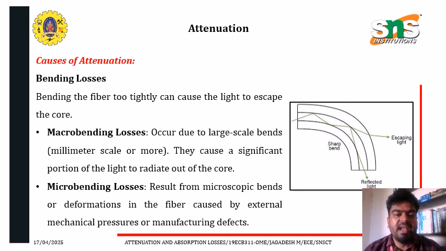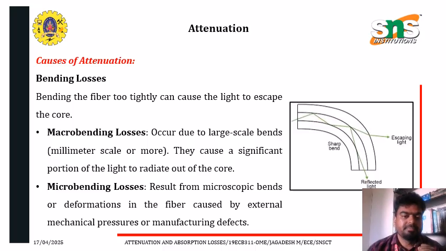And the next one is bending loss. By the name itself, we can understand what bending loss is. When you bend the fiber, the signal light experiences some losses. That can be classified into two types: one is macro bending, another is micro bending. Macro bending is a large scale bending, and micro bending is a small scale bending.